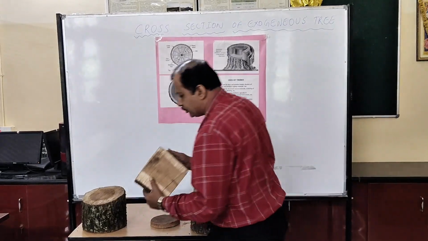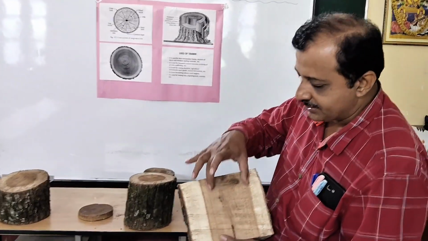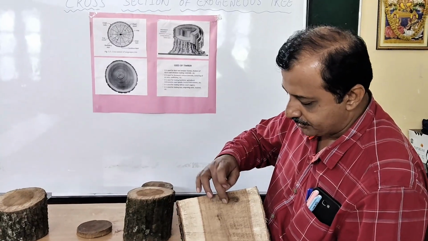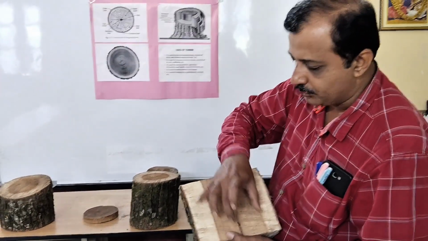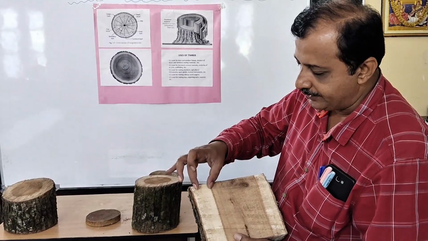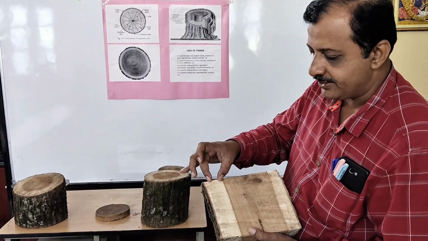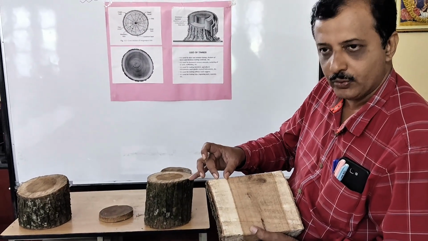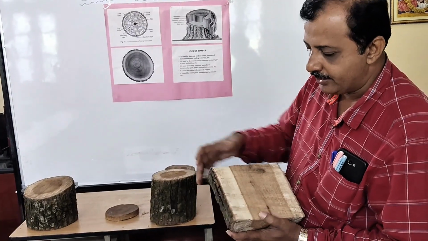This is the longitudinal section of the exogenous tree. In the longitudinal section also you can see this portion we call the pith, and surrounding the pith we have heartwood. Surrounding the heartwood we have sapwood, and this is the cambium layer. In some trees the cambium layer will be less, in some trees it will be more. And this is the bark, the inner bark and outer bark.